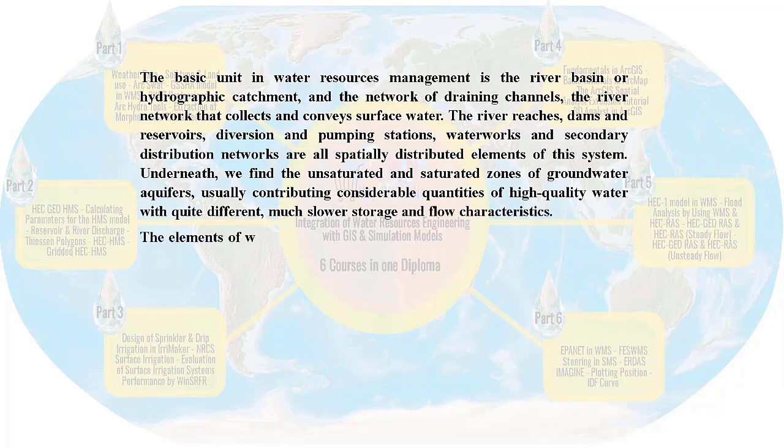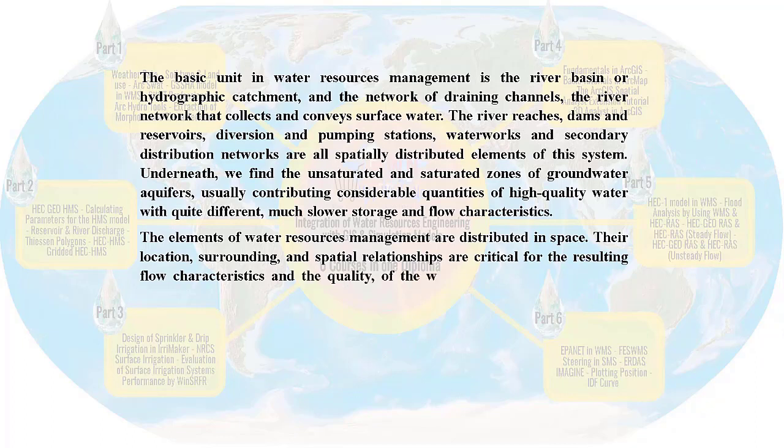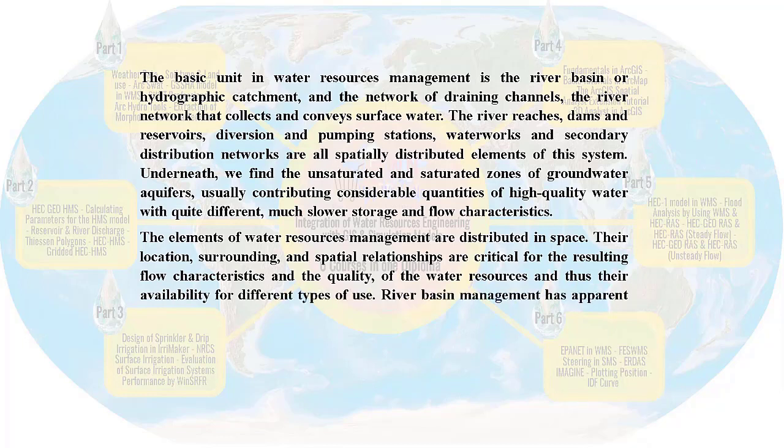The elements of water resources management are distributed in space. Their location, surrounding, and spatial relationships are critical for the resulting flow characteristics and the quality of the water resources, and thus their availability for different types of use. River basin management has apparent spatial dimensions since it is focused on a spatial unit, the hydrological catchment, in the first place.